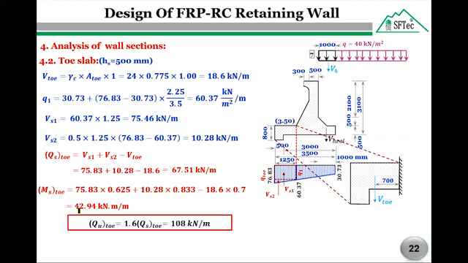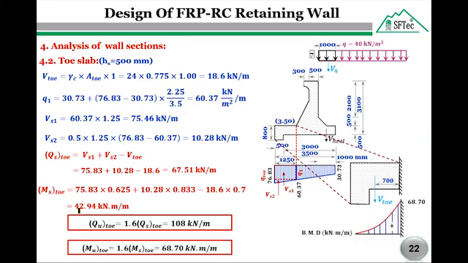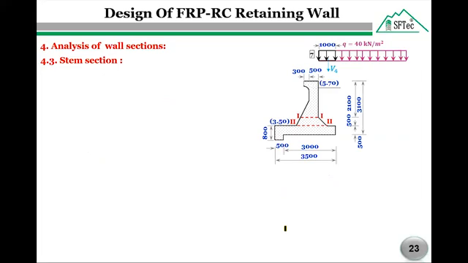42.94. As we did before, a factor of safety 1.6 is taken for calculating the maximum shear force, and also the same factor of safety is taken for calculating the bending moment. So here we have the final bending moment shape for the toe slab. Now we are going to analyze the stem section. The stem also acts as a cantilever from the base of the wall.